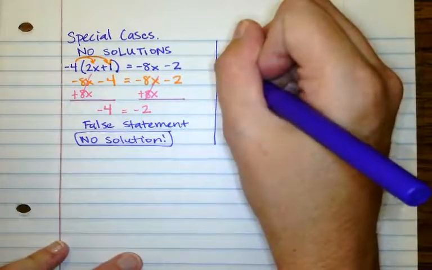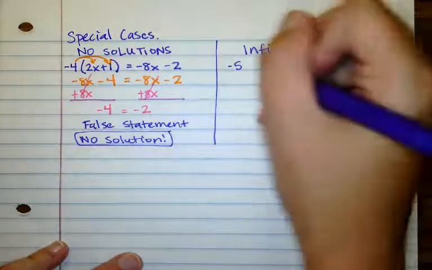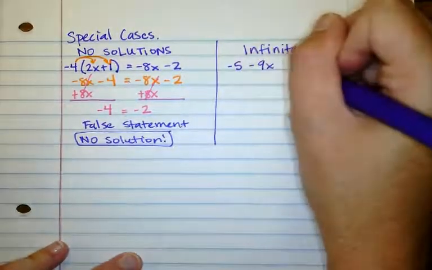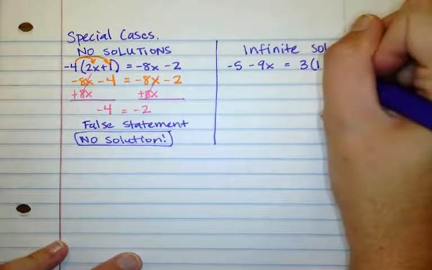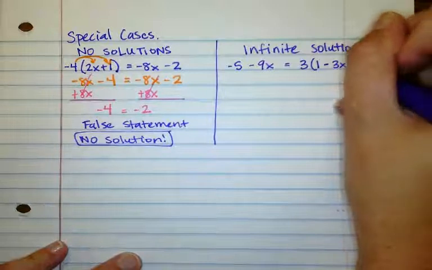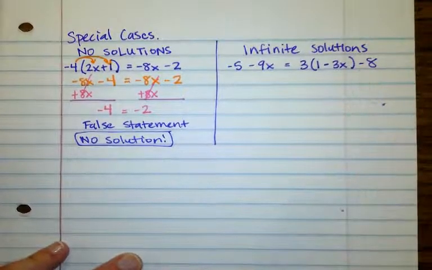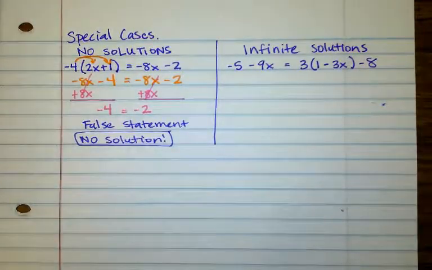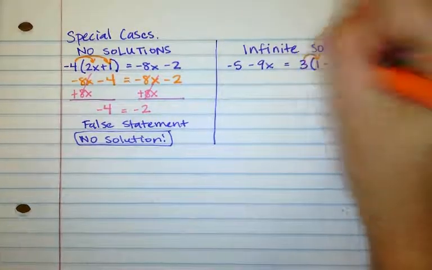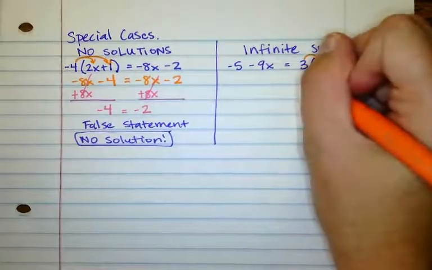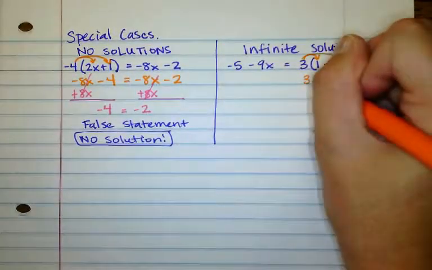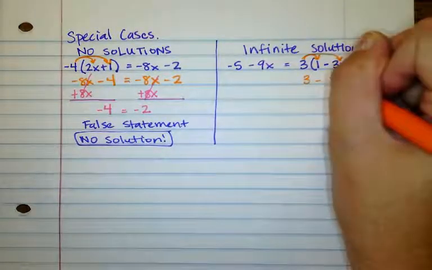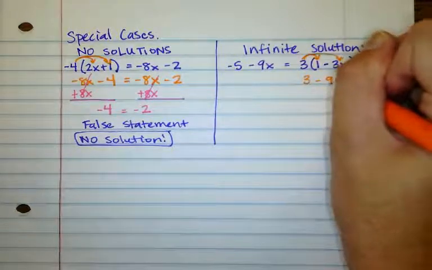We have negative 5 minus 9x equals 3 times (1 minus 3x) minus 8. Okay? So the first thing we're going to do is distribute. So 3 times 1 is 3. 3 times negative 3x is negative 9x. And then we still have our minus 8.